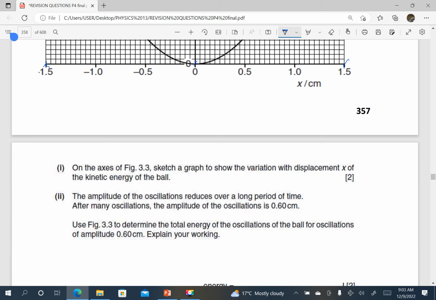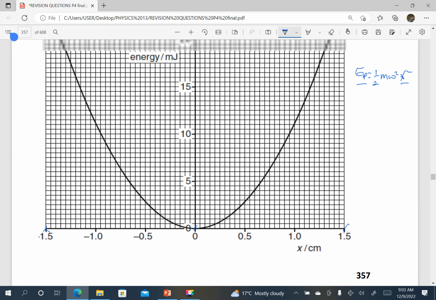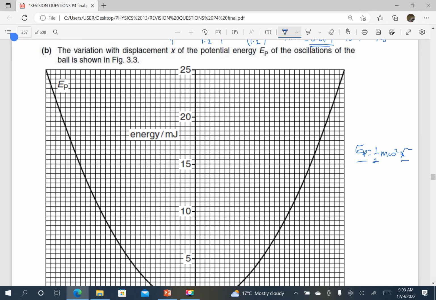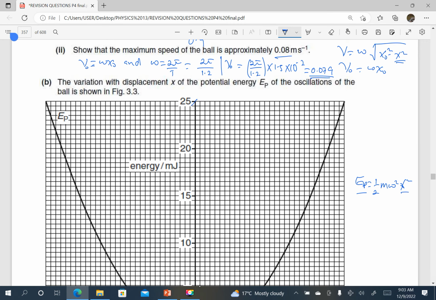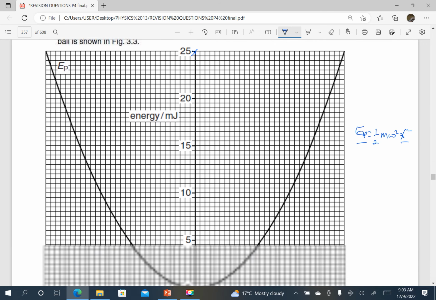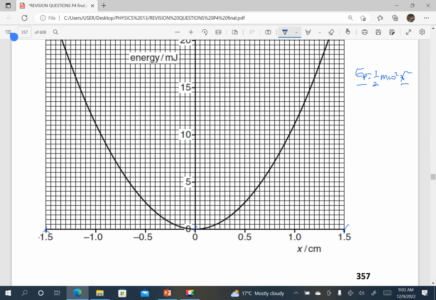On the axis of the figure, sketch a graph to show the variation with displacement x of the kinetic energy. Of course, when the potential energy is 0, kinetic energy is maximum. So the first point will be here. When potential energy becomes maximum, kinetic energy is 0, so the second point will be here and the third one is here.